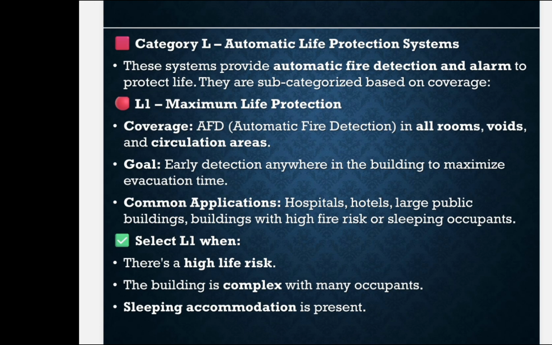Now let us discuss category L protection. As I discussed in my last class, the category L system is used for life protection. This L system is subcategorized as L1, L2, L3, L4 and L5. Among all L systems, L1 is the highest degree of fire alarm protection. As I told you in the last video, in the L1 system we need automatic fire alarm detection points in all rooms, voids and circulation areas. Each and every room should have fire alarm detection points. What is the goal? To detect the fire at a very early time. Early detection is the goal for the L1 fire alarm protection system.